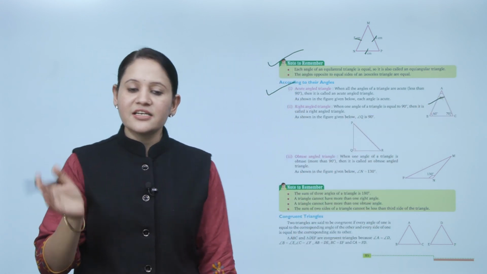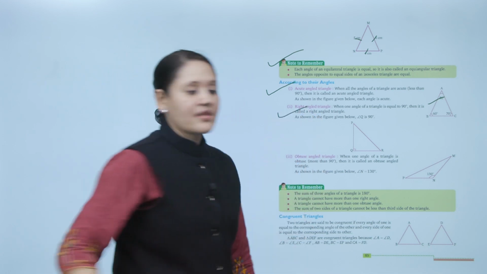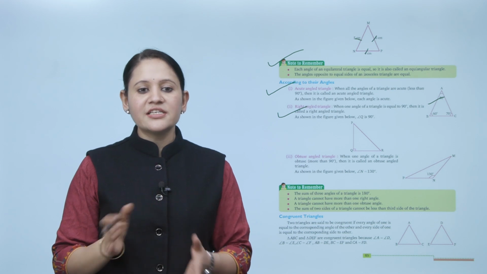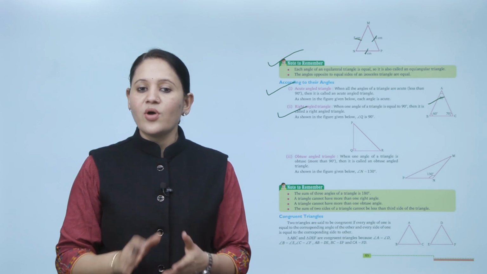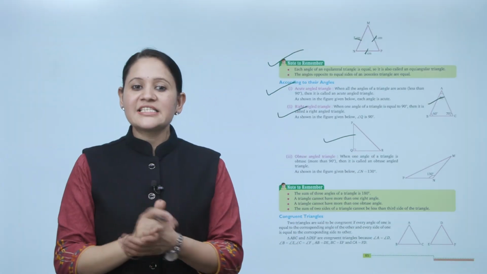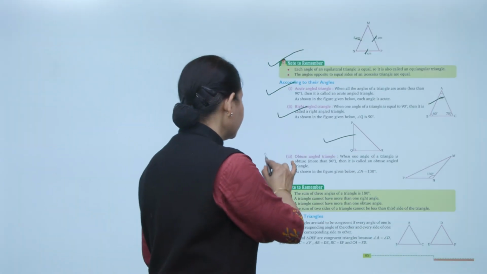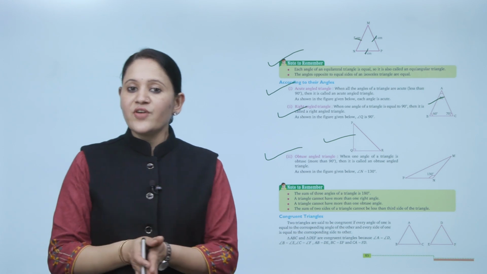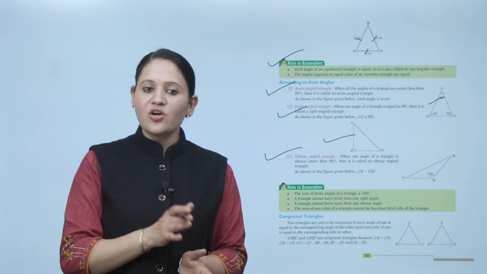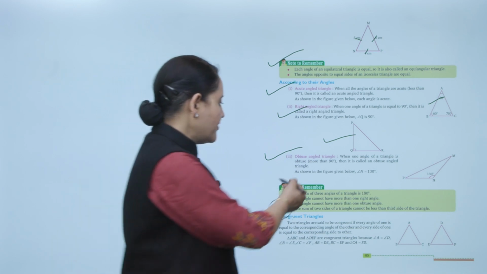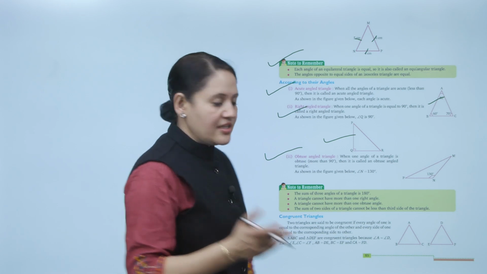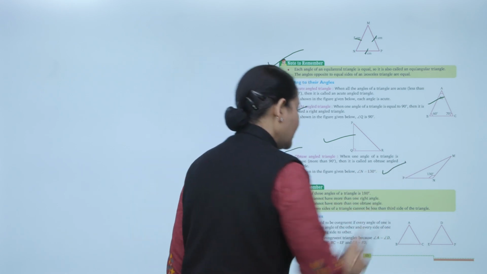Next is right angle triangle. When one of the angles of a triangle is 90 degree, then it is called the right angle triangle. As shown in the figure given below, angle Q is 90 degree, so it is a right angle triangle. Next is obtuse angle triangle. When one angle of the triangle is obtuse, means more than 90 degree, then it is called obtuse angle triangle. Here in the figure, the angle N is an obtuse angle, so it is an obtuse angle triangle.